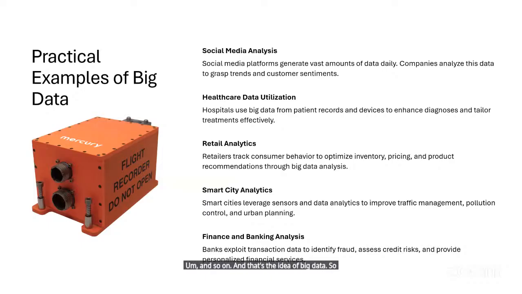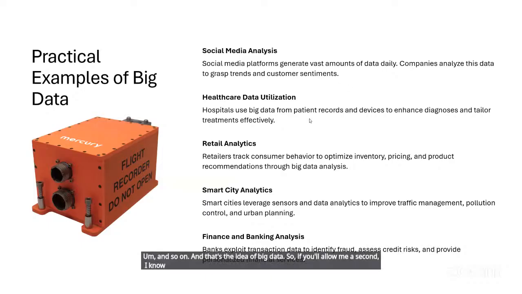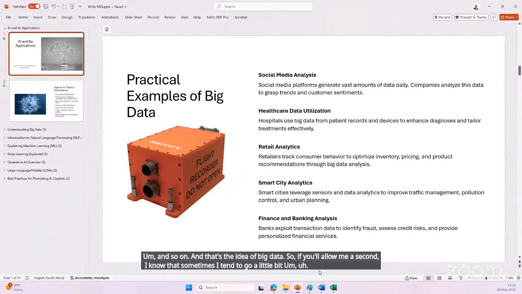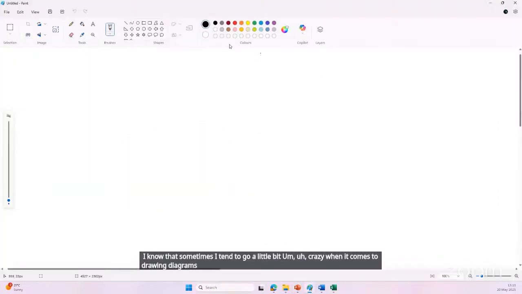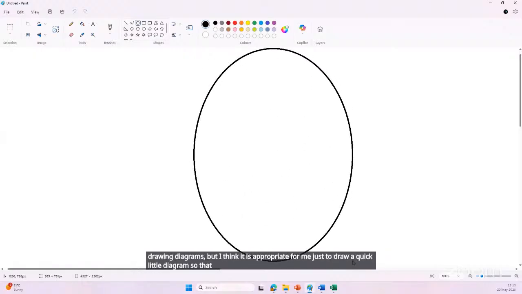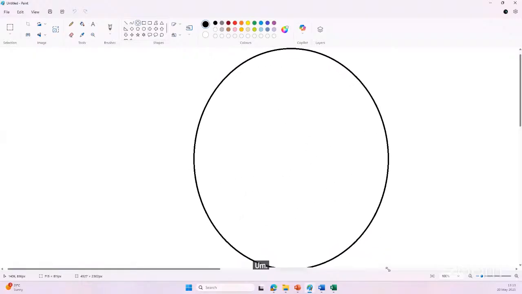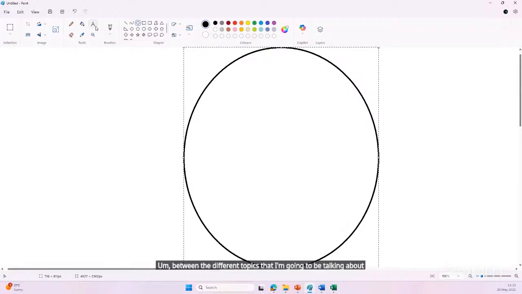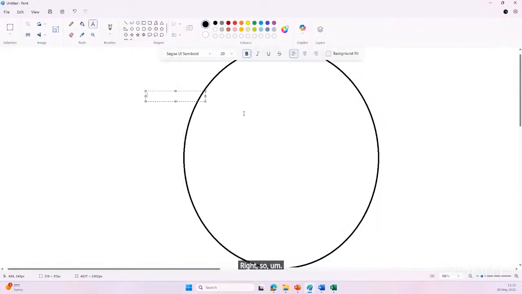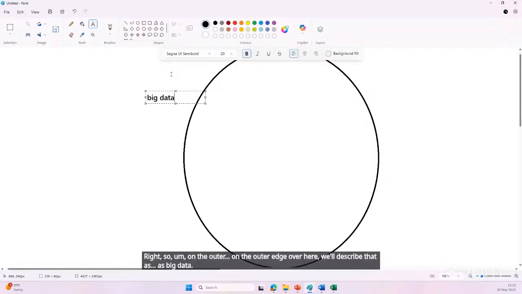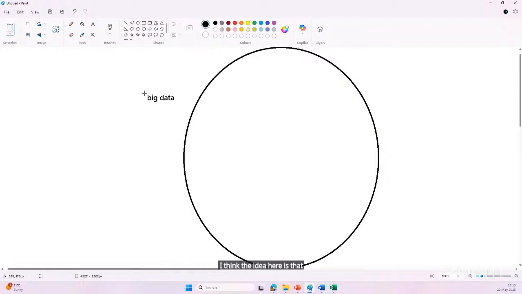So if you'll allow me a second, I know that sometimes I tend to go a little bit crazy when it comes to drawing diagrams, but I think it is appropriate for me to draw a quick little diagram so that we can see the relationship between the different topics that I'm going to be talking about. All right, so on the outer edge over here, we'll describe that as big data. I think the idea here is that artificial intelligence is useless without big data.